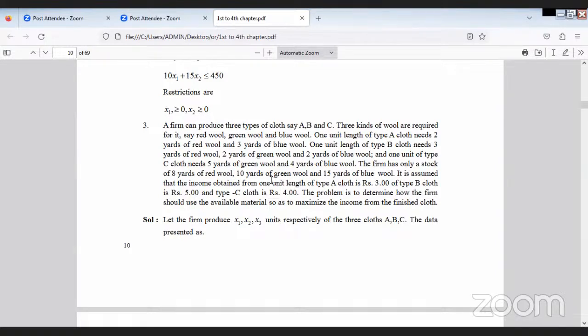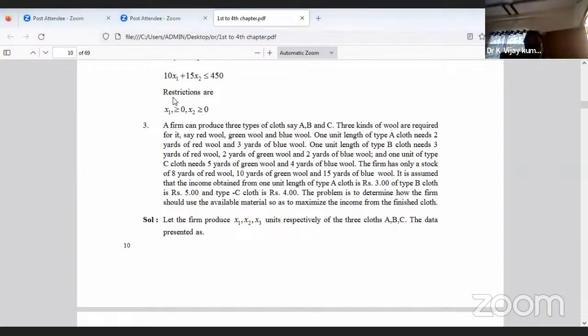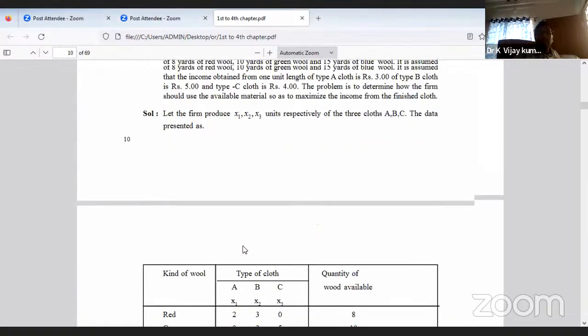It is assumed that the income obtained from a unit length of type A cloth is 3 rupees, type B cloth is 5 rupees, type C cloth is 4 rupees, and the problem is to determine how the firm should use the available material to maximize income from the finished cloth. Let the firm produce X1, X2, X3 units respectively of the 3 clothes A, B, C. Data presented below.